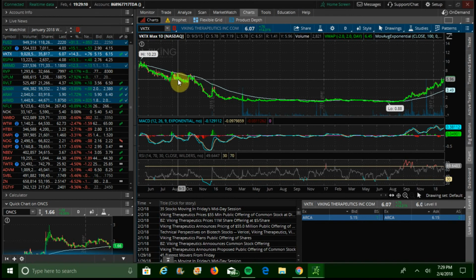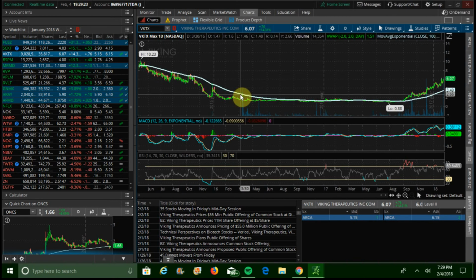But there is some consolidation here between that 596 and that 650, 660 area. So we shall see with this stock. But the biggest concern that I have is that it did have a public offering at $5 that was given off on Friday, and I don't know if it's going to come back down.